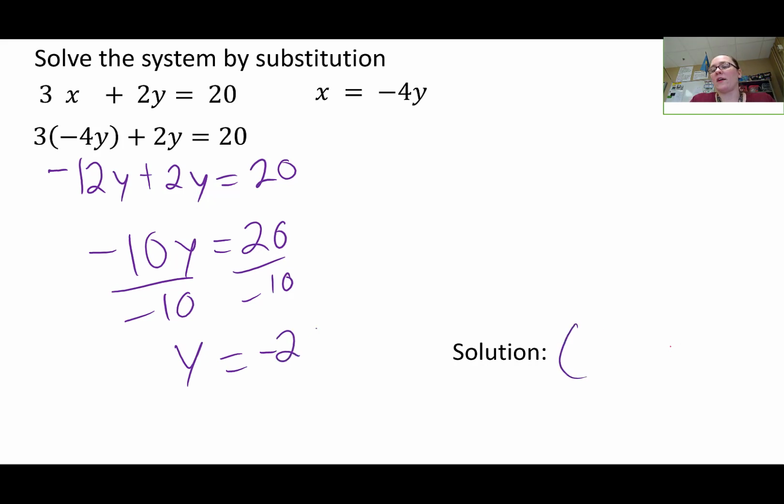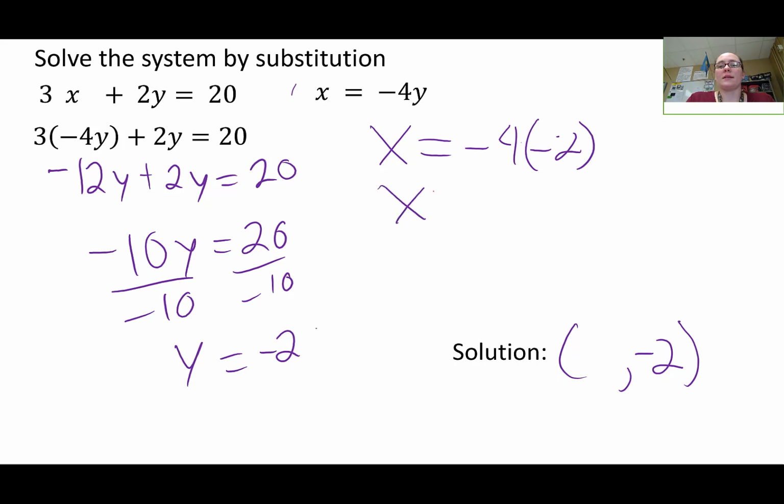This time I got my y first instead of my x. Again, I'm going to plug back in, and it's always best to pick the one that's already solved for one of your variables. It makes it easier. So we get x equals negative 4 times negative 2. So x is going to equal 8. My solution is 8, negative 2.